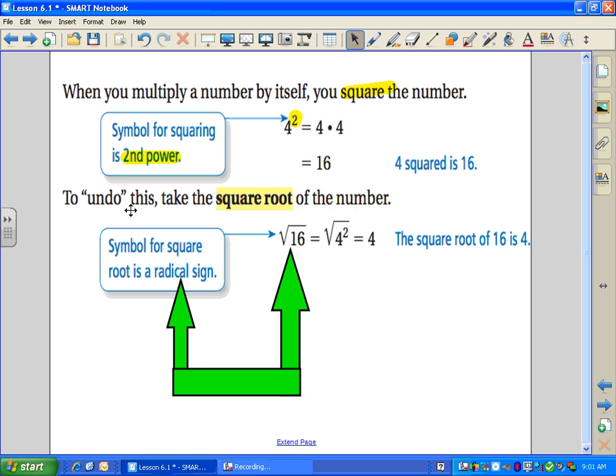To undo this, the inverse, nice vocabulary, of squaring a number is to take the square root. We talked about earlier, our symbol for square root is a radical sign. Right here, there's our symbol for the square root, the radical sign. The square root of 16 is 4.